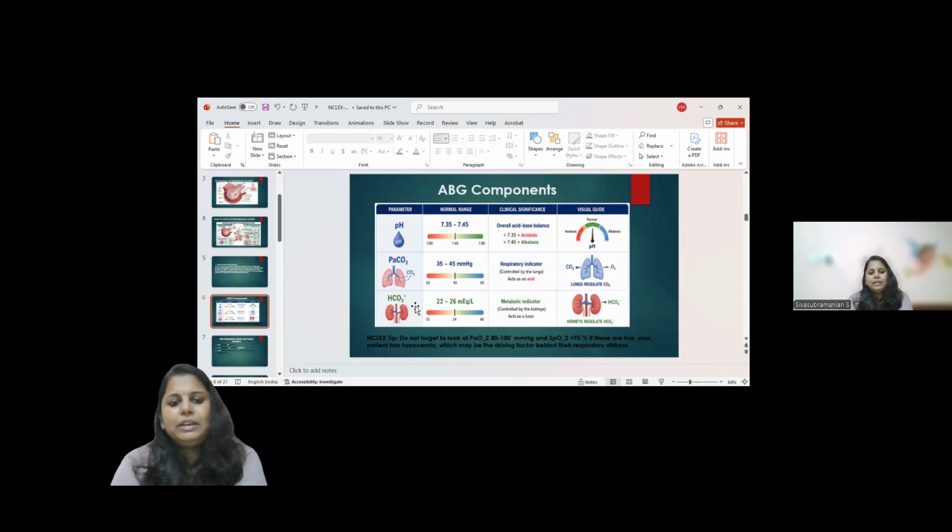Then bicarbonate ranges from 22 to 26 milliequivalents per liter. It is an indicator of the metabolic component. It's controlled by the kidney. It acts as a base.